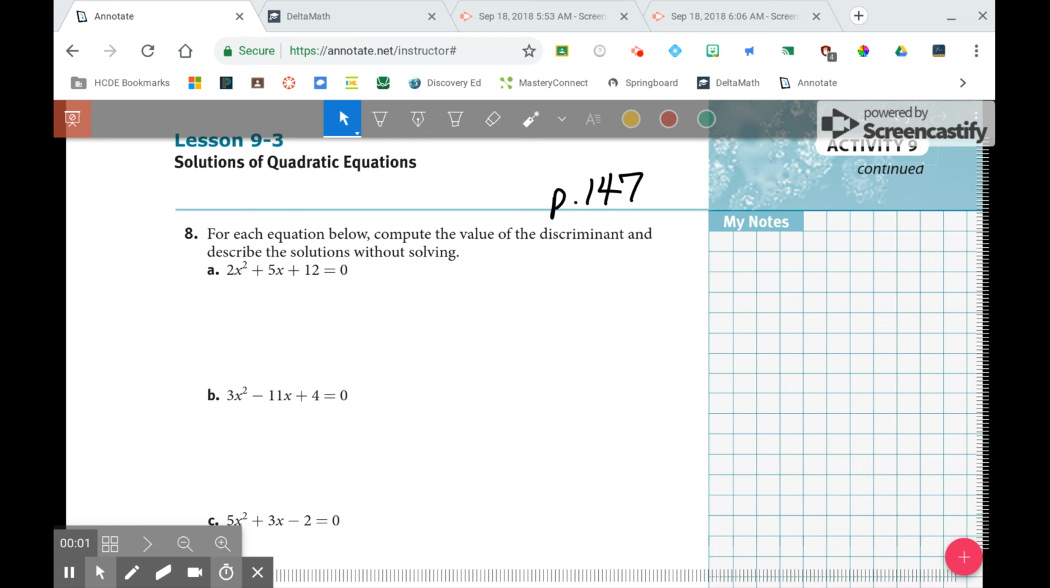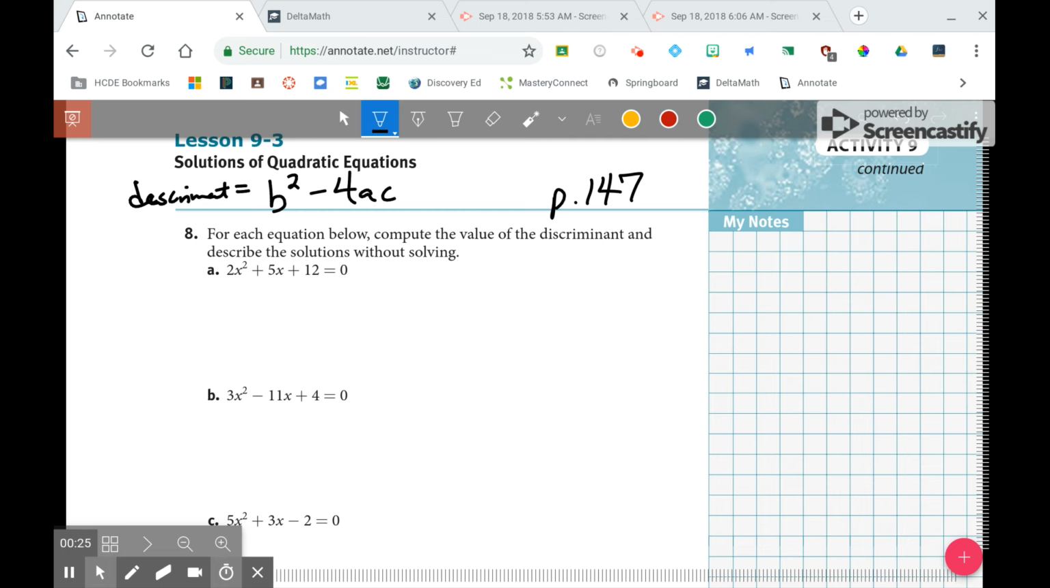Let's do just a few more practice problems. We're going to do 4 problems, and then you're going to practice with your Delta Math. So this is on page 147, and you're going to help me quickly go through these problems just doing the discriminant. So we're not using the quadratic formula. We'll be doing b squared minus 4ac. Remember, that is the discriminant. It's just b squared minus 4ac.